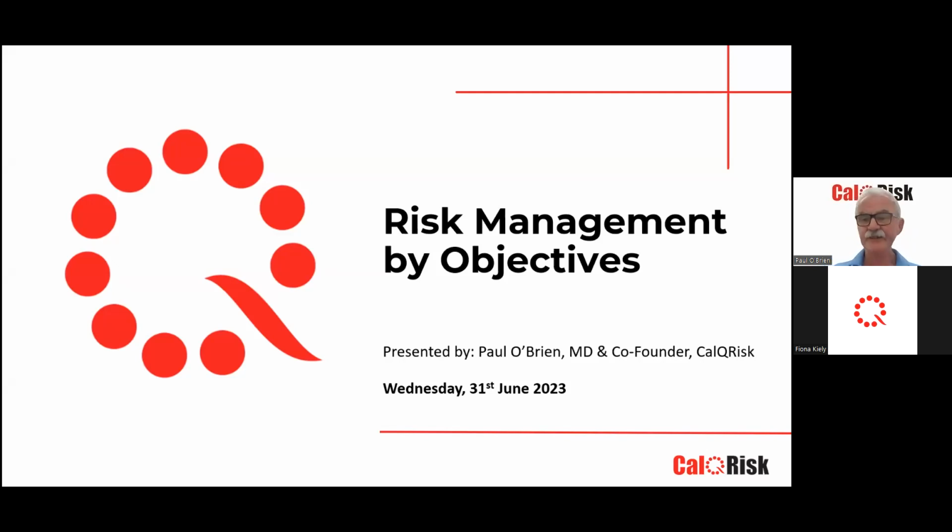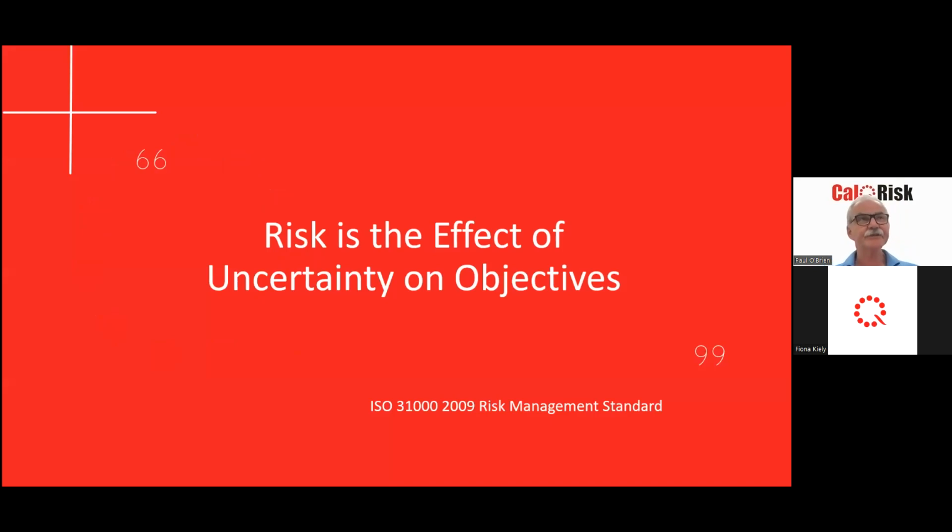So I suppose the first thing I would look to is a definition of risk. You've seen this before, I'm sure, with Jerry. So it's the effect of uncertainty on objectives. There are other versions, but basically it's the same thing. And this is from the 31,000 standard.